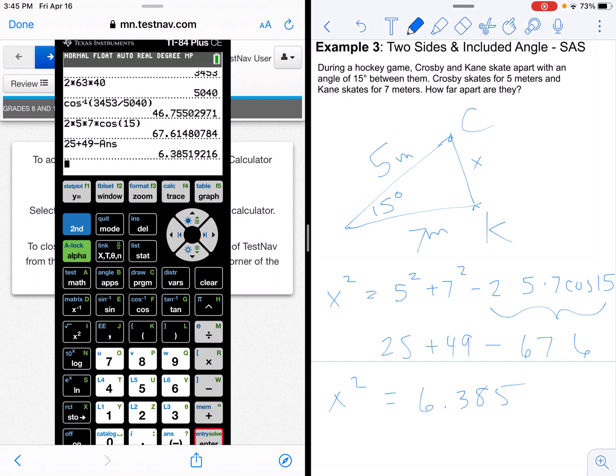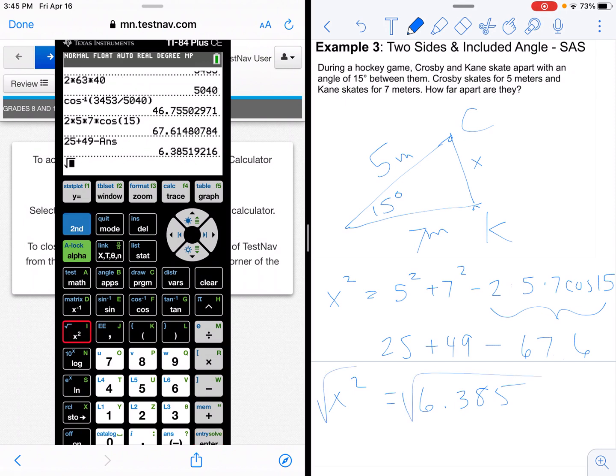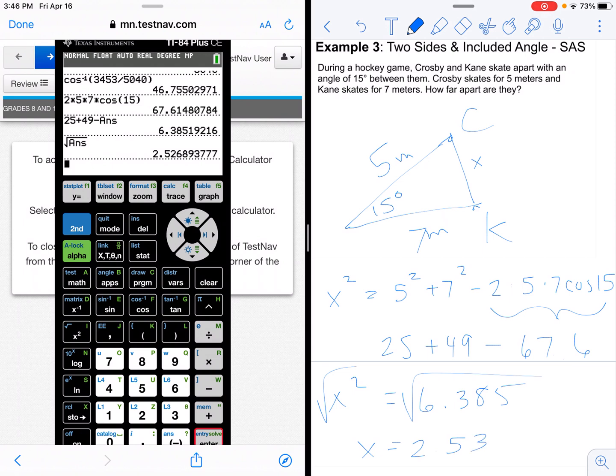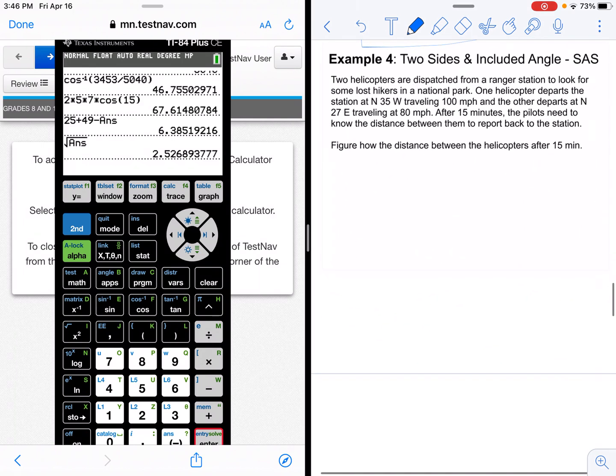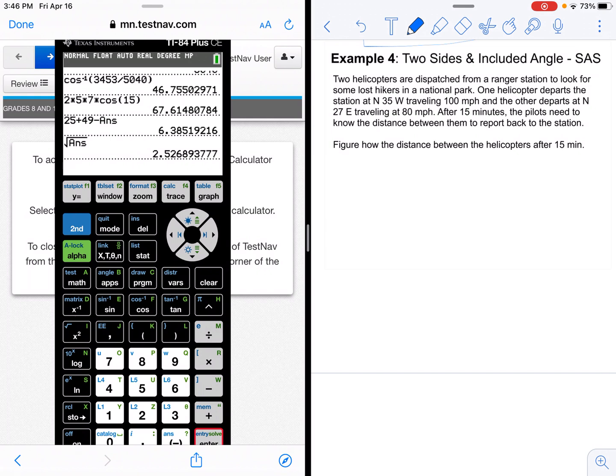To find the distance between the two hockey players, we're going to take the square root. And we get 2.53 meters. And it would make sense that that distance is not too big because the angle between them is so small, just a 15-degree angle. All right, let's look at another example.